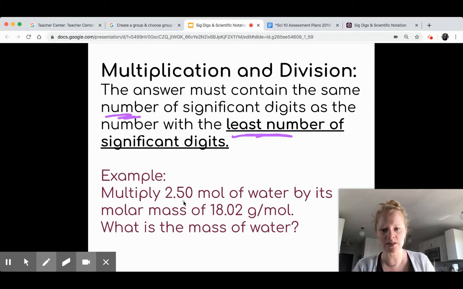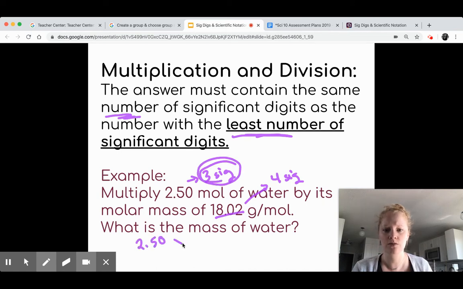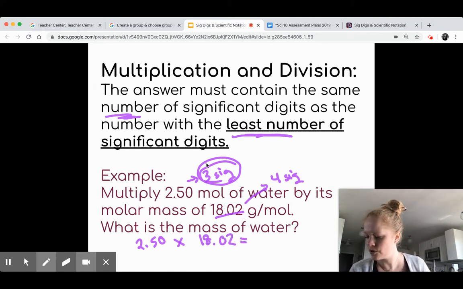So what I would do is, if I am multiplying 2.50 and 18.02, I'm going to count the sig digs. So I am counting 3 sig digs in this number. I am counting 4 sig digs in this number. So I have to go with the least number of sig digs. So I only get 3 sig digs. So when I multiply this out, I should get 45.05 in my calculator.